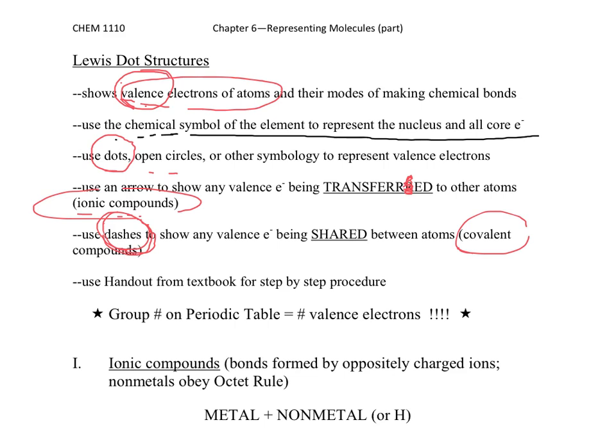Those are the ones that you made in lab, writing the formulas and things, where they were covalent molecules because they consisted of all nonmetals, and then hydrogen can also be included there because hydrogen's not really a metal. He's just in group 1 because of his electron configuration, 1s1, but he's not really a metal.